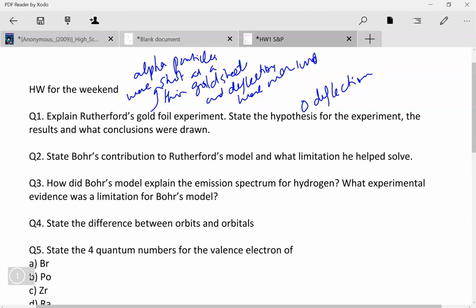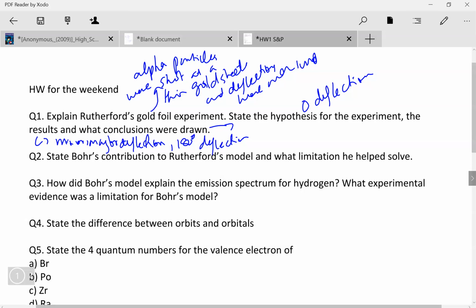The actual results were there were most of them passing through with no deflection, but very few had minor, major deflections, and very rarely you had a 180 deflection when the alpha particle bounced right back. What conclusions were drawn? This did not validate the blueberry pudding model of the atom.